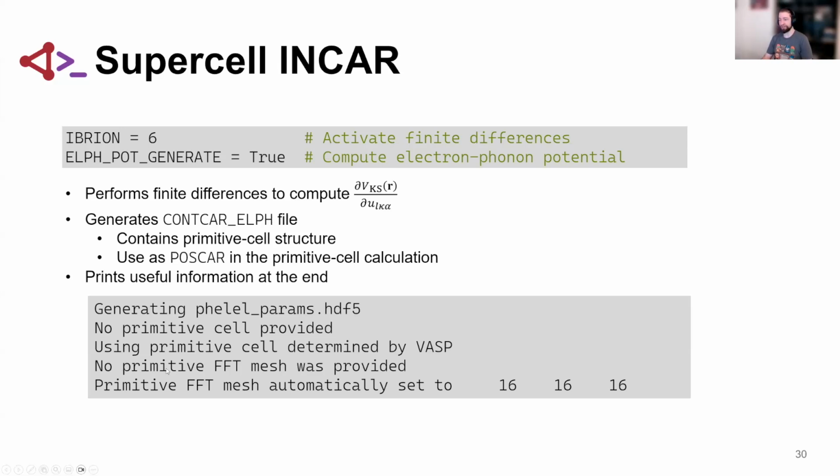And then it tells you if you have used this tag before from the previous slide that specifies the FFT mesh. If you didn't do that, it tells you what it uses for the FFT mesh. And the 16, 16, 16 is what you should use in your unit cell calculation. So this should be equivalent to NGX, NGY, and NGZ. And it will be by default if you keep your INCAR and your PREC the same.